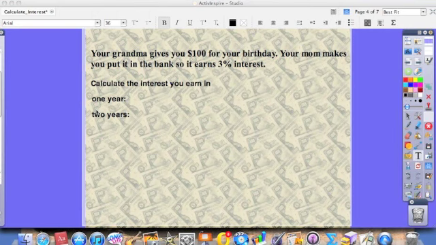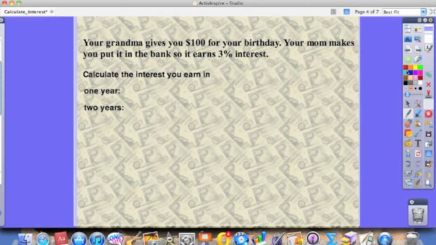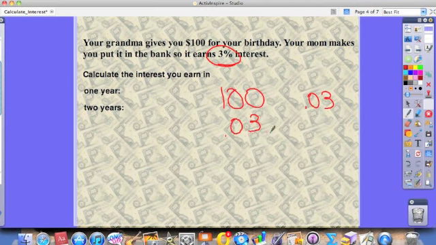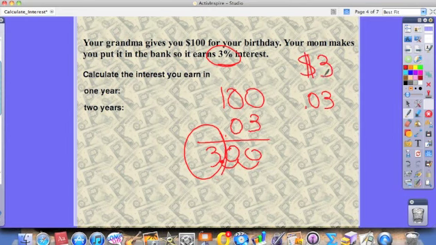Let's see how you did. You should have your $100 that you put in the bank. We know we're going to earn 3% interest, so that is 0.03. I multiply that through, I can see that my money is going to earn me $3. What does that mean? Well, that means I get $3 each year. So in 1 year, I would earn $3, and 2 years would be $6 in interest. Pause the movie now to check your notes and see that you got the same answers.